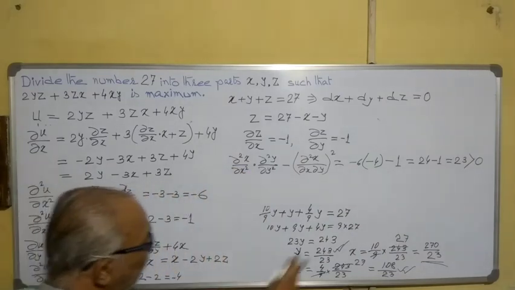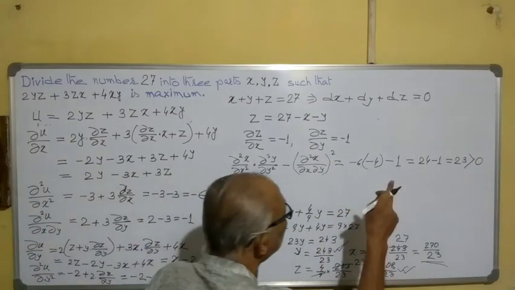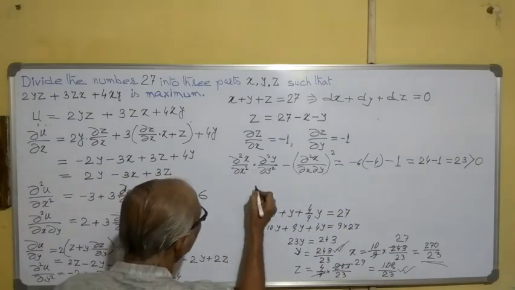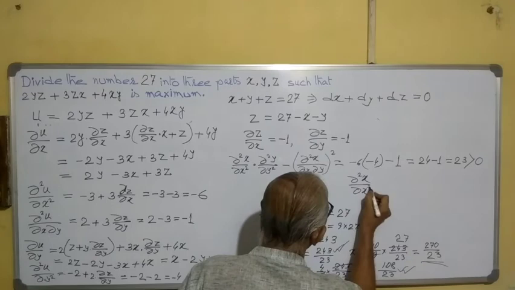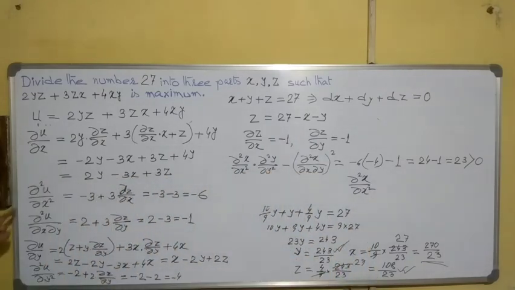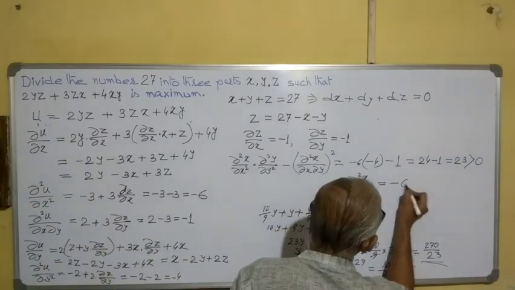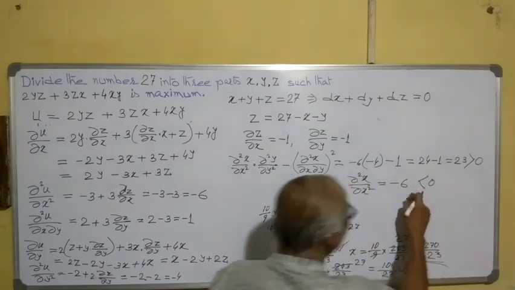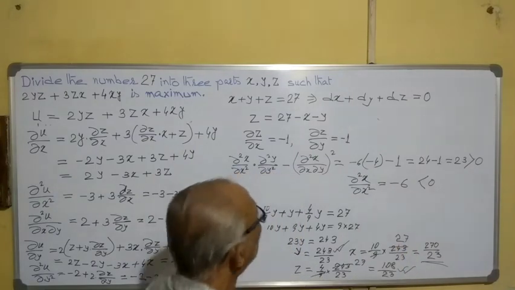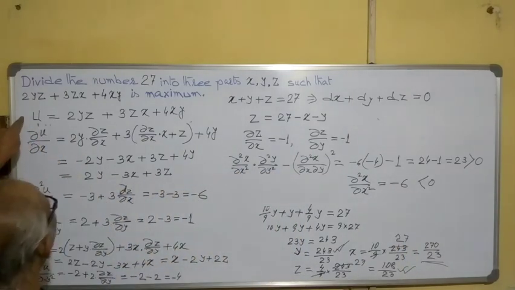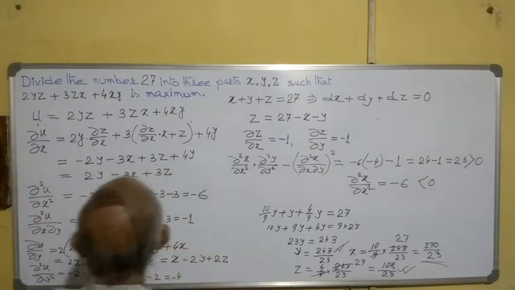That means for these values of x, y, z, either it is maximum or minimum. That means extremum is there. Now we have to check del 2u del x square. Check it carefully. Del 2u del x square is equals to minus 6. That is less than 0. If the first one is greater than 0 and this one is less than 0, then u will be maximum for these values of x. That is, u is maximum.